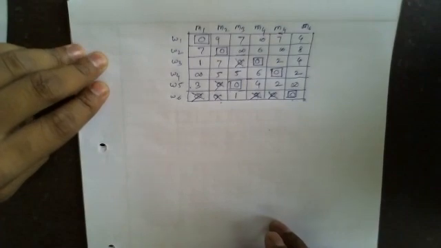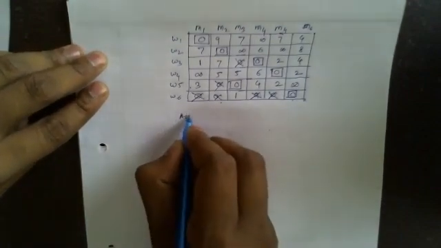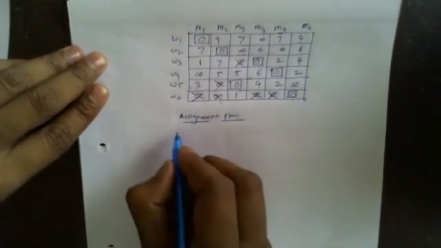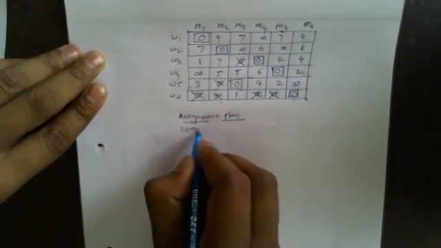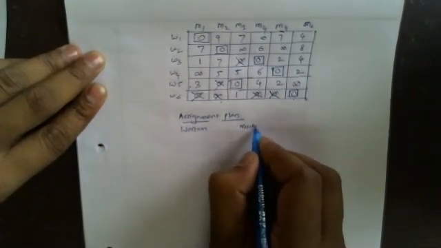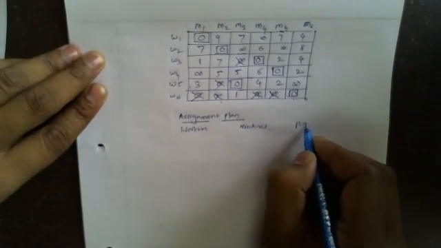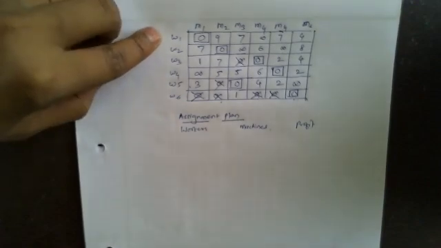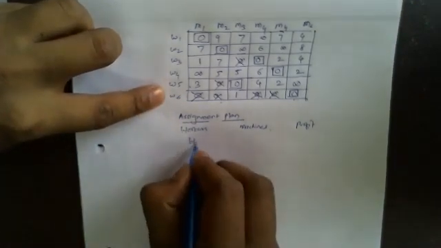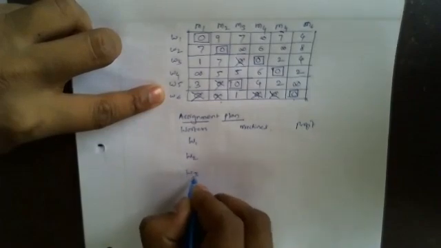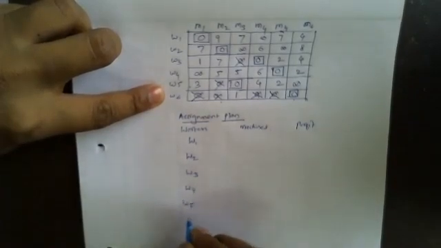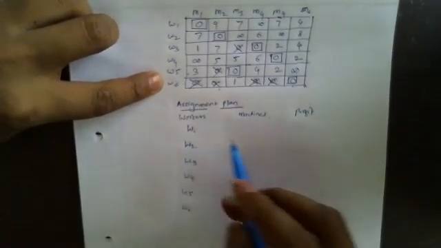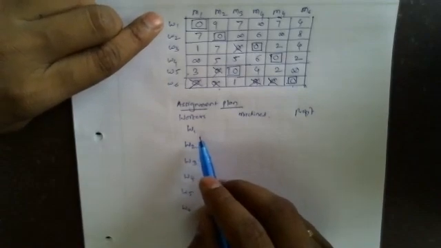So finally, what we have to do? We have to prepare the assignment plan. So first, we will take workers, second, machines, and finally, our aim is to calculate the profit. Now see, I will first of all write all these workers in a single line: W1, W2, W3, W4, W5 and W6. Now we have to check which worker is assigned to which machine.